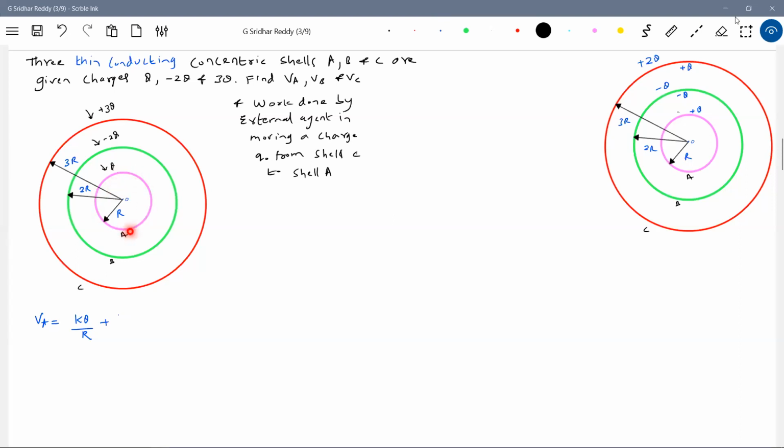Then assume that only shell B is there, but the point is here. I think I'll give some symbol. I'm here. First only shell A is there. Potential how much? KQ by R. Then assume that shells A and C are not there, only shell B is there. Then where are you? You are inside shell B. So the potential is that on the surface, so K times minus 2Q by 2R.